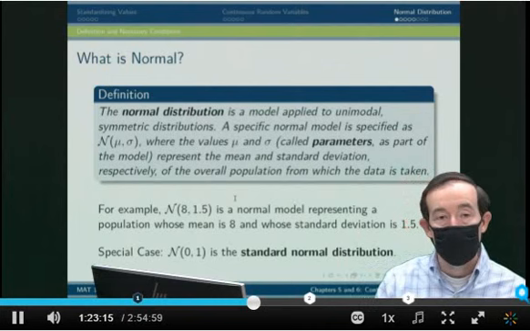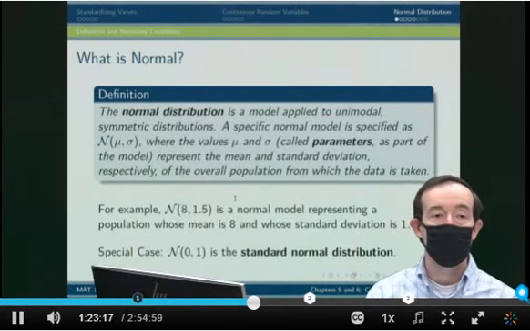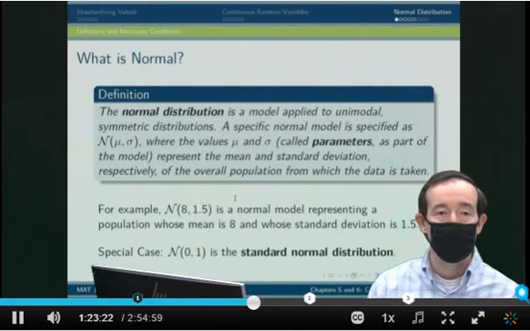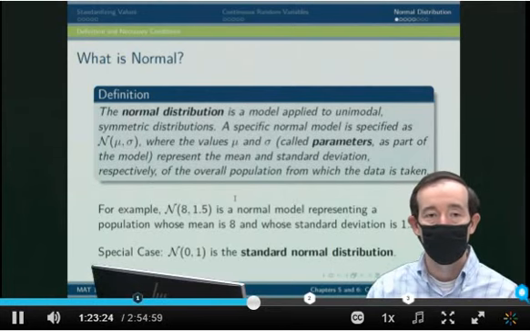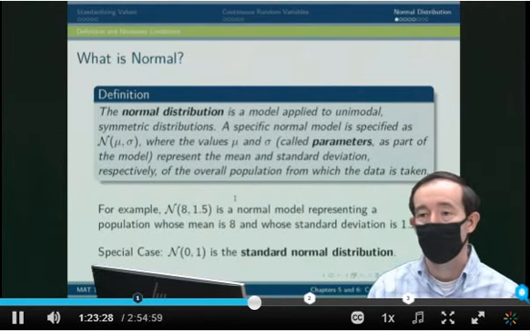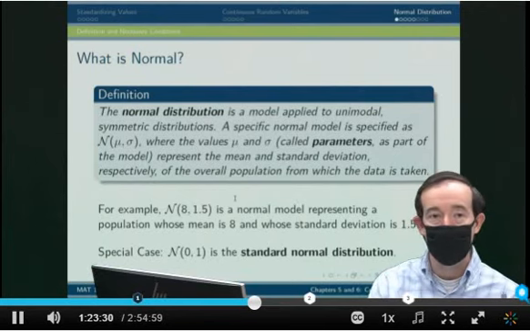There's another special case of the normal distribution that we need to keep in mind. It's one whose mean is 0 and standard deviation is 1, which is the standardized normal curve, right? We've standardized it by that z-score process.